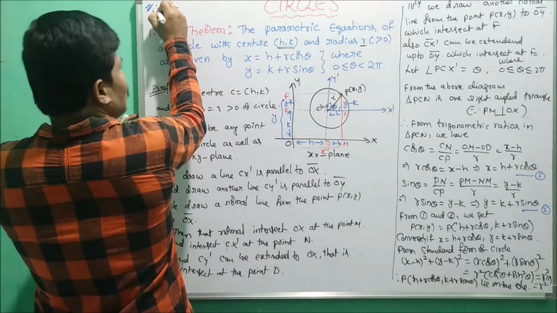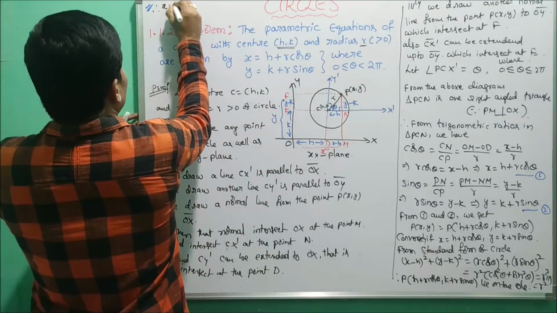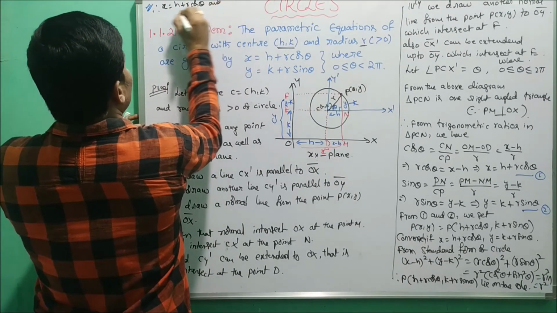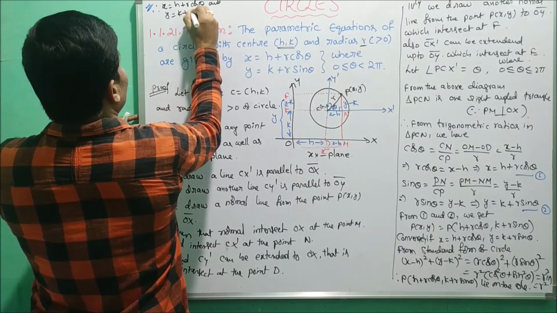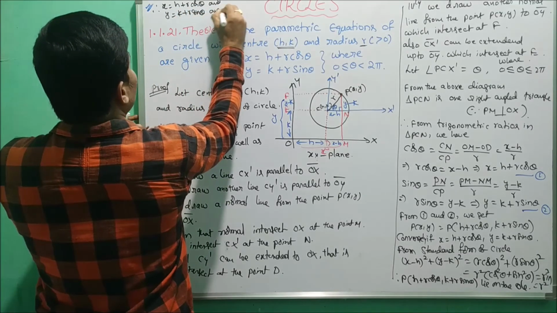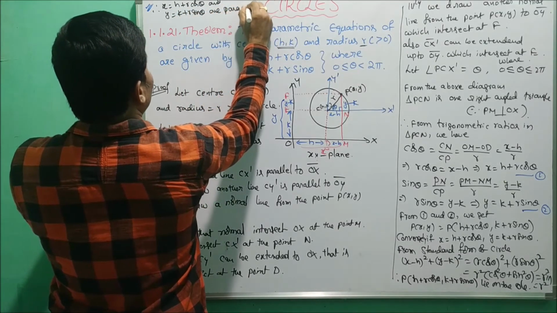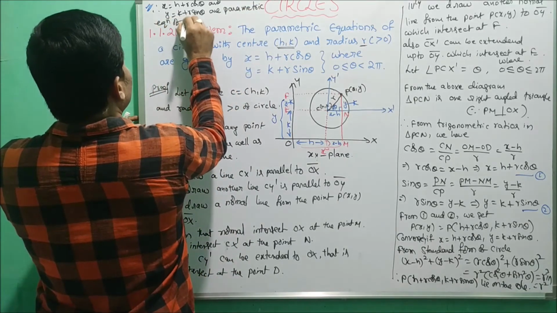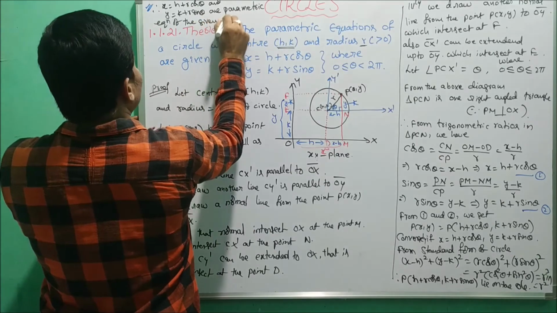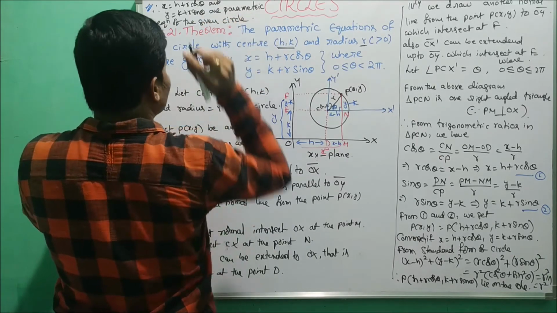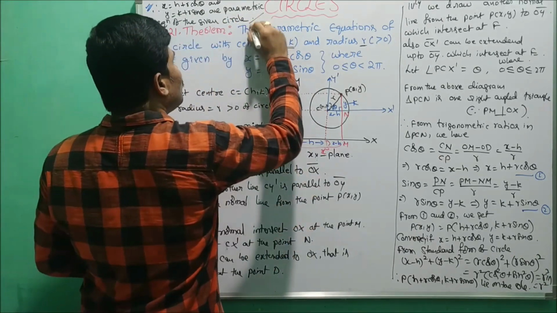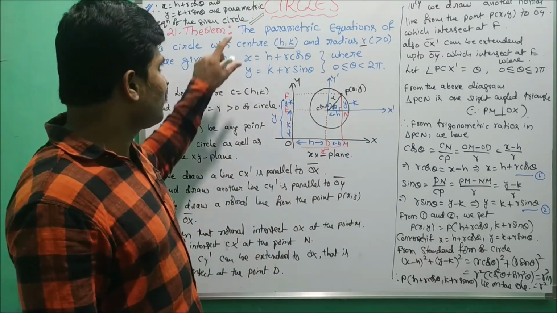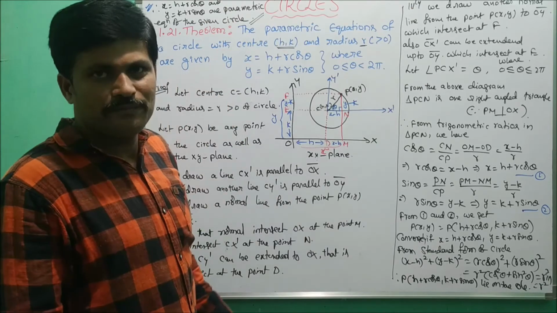Therefore x equal to h plus r cos theta and y equal to k plus r sin theta are parametric equations of the given circle. So this is the proof of this theorem, or the derivation of this theorem.